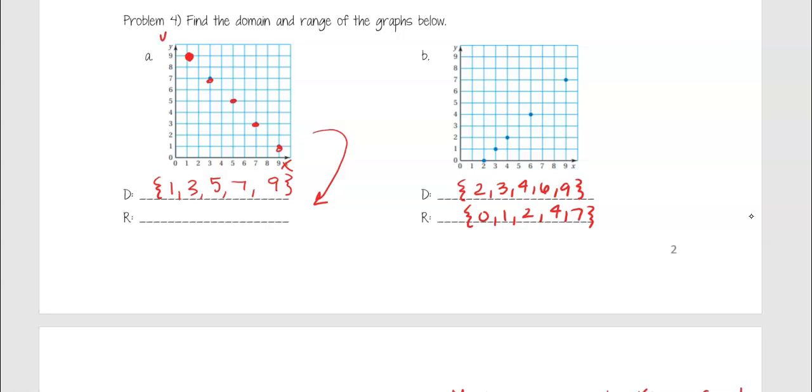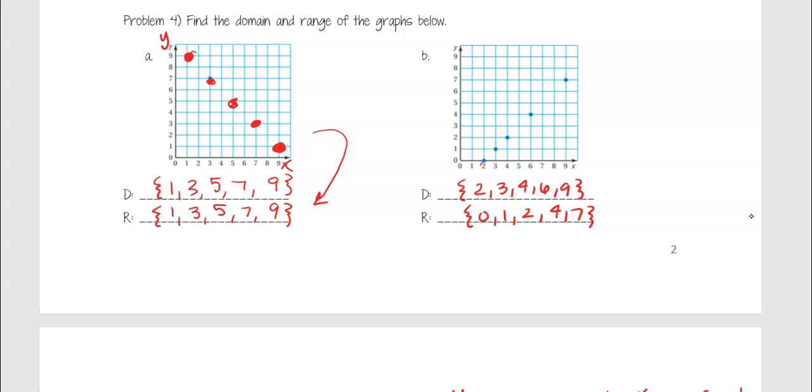This is our y-axis, so let's find our y values. I'm going to go least to greatest. I'm going to start at this one. Our y value is 1. Here, our y value is 3. Here, our y value is 5. Here, our y value is 7. Here, our y value is 9. We can still find the domain and range from a graph.